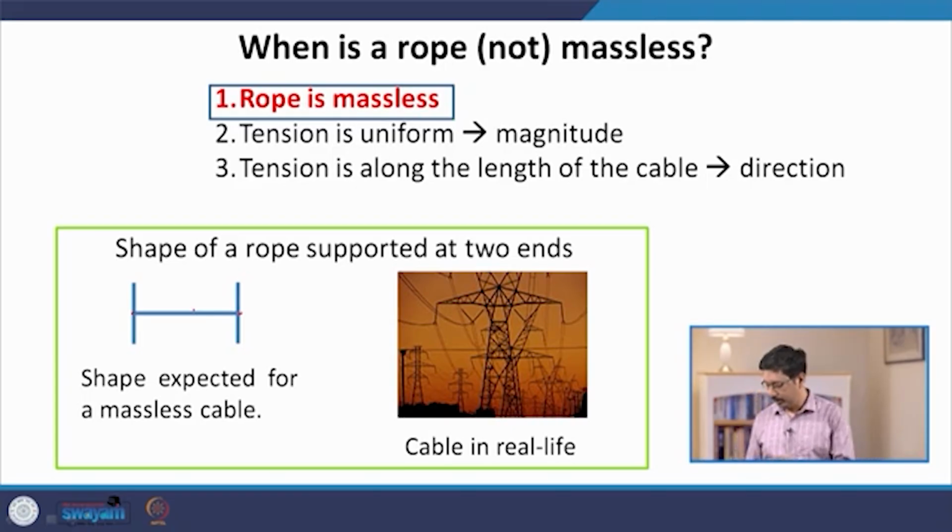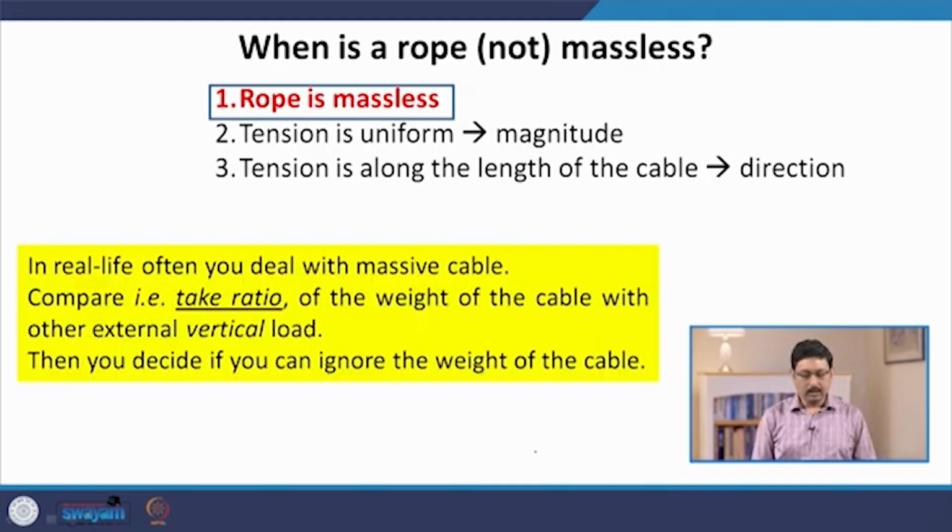Let us take, for example, a simple rope, let us say this cable here. Now, if I hang this cable between two ends, we will see that it will not be perfectly horizontal. In fact, this is commonly seen when you are traveling through the countryside on a train: you will see power transmission towers along the fields, and the cables hanging between two towers are clearly not horizontal. So, in real life, in a lot of situations you cannot assume that the rope is massless.